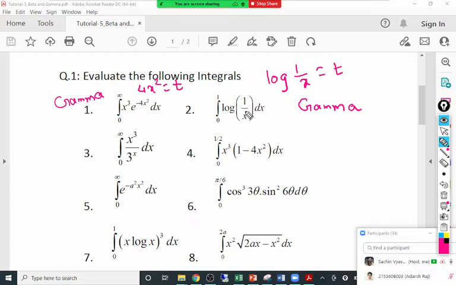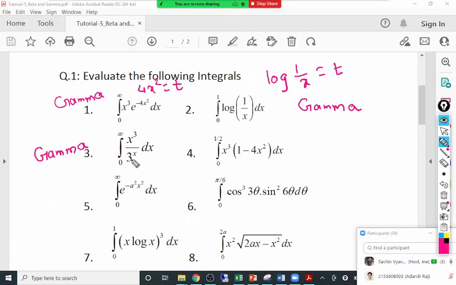So that is the second question: log of 1 by x as t, and it again reduces to the gamma function in the standard form from 0 to infinity. What about the third? The third example is of which type? This is again a gamma. And what should be the substitution?